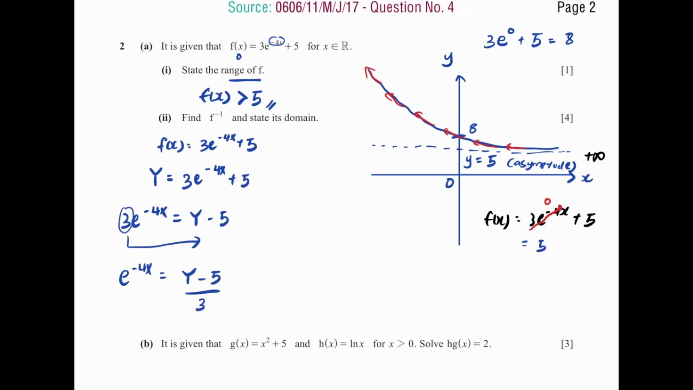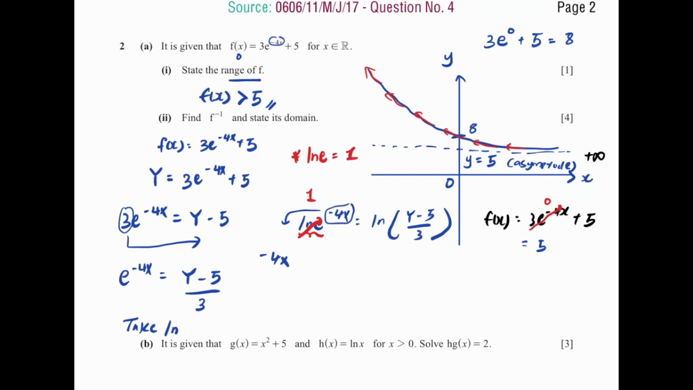Don't forget to take ln on both sides. There will be ln e to the power of negative 4x equals ln of y minus 5 over 3. Move the 4x down according to the rules of logarithm, you can do that. Negative 4x, and you know that ln e should be equal to 1. Remember, this is a tip for you guys: ln e should be 1. So negative 4x is equal to ln of y minus 5 over 3.